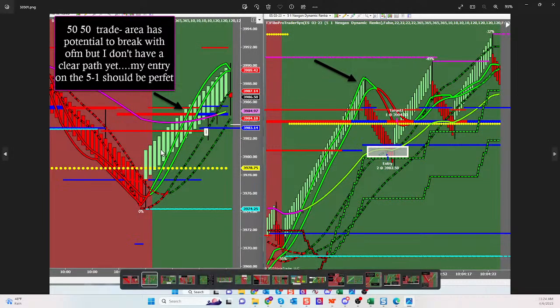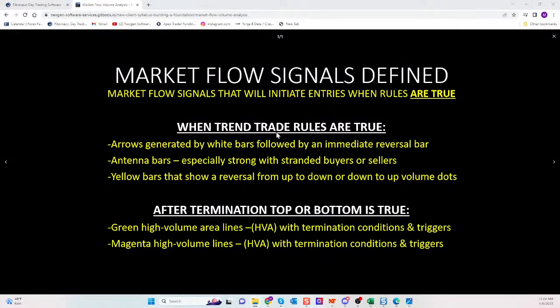pull up a picture. You're saying to yourself, this is my area for entry. My rules are met 100% at this point for entry. But because of the divergence, I want a little more confirmation. So at that area, whatever price it is, if the price on your 5-1 is 100, look at the price on your 8 range chart at 100.